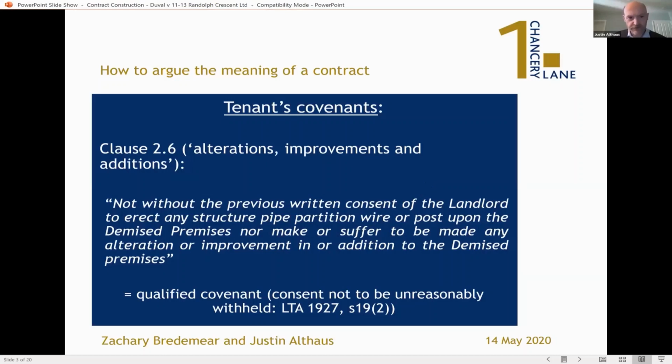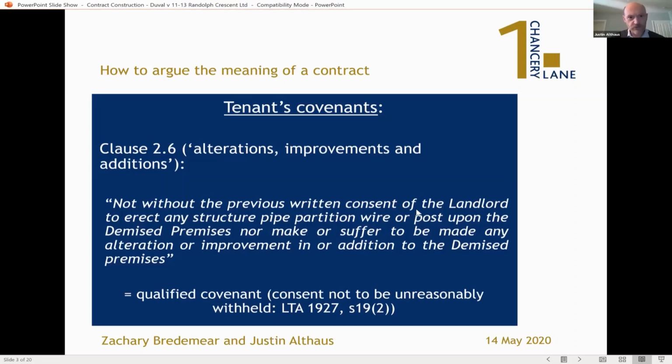This is a tenant's covenant: not without the previous written consent of the landlord to erect any structure, pipe, partition, wire, or post upon the demised premises, nor make or suffer to be made any alteration or improvement in or addition to the demised premises. That is a qualified covenant in that those works can be done with the previous written consent of the landlord, and by virtue of section 19 subsection 2 of the Landlord and Tenant Act 1927, it is deemed that the consent of the landlord is not to be unreasonably withheld.